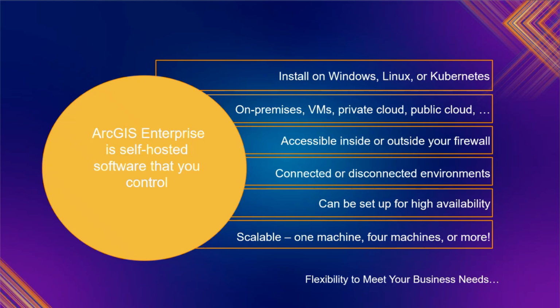It can be set up for high availability. In the next slides, I will talk about high availability, how to deploy it, and then the DR setup. Of course, we're going to talk about it. It's scalable, one machine or multiple machines. If in future there is more load on your server, you can add a new server and extend your performance. It's very easy.